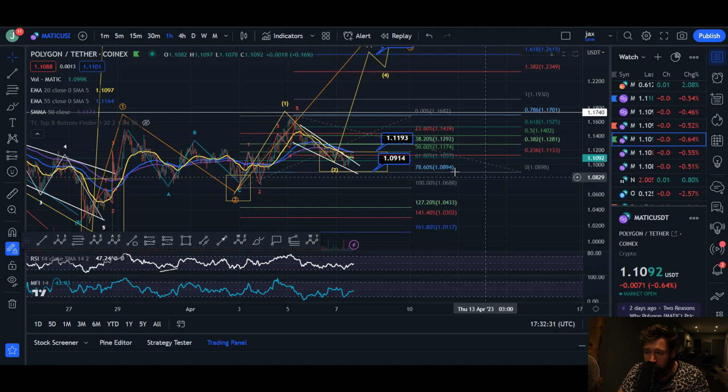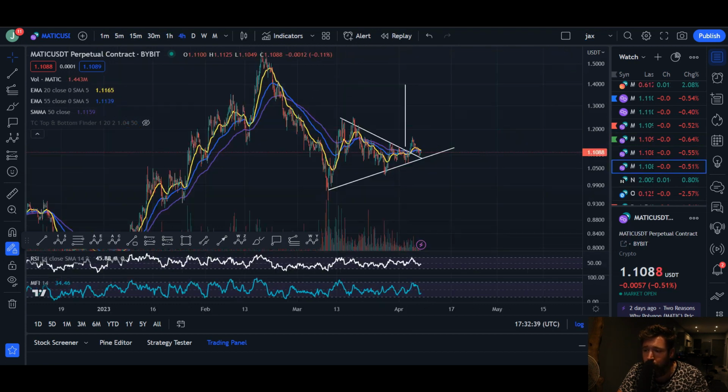If we break $1.09, then the key support to watch is this previous low at $1.07, because if that breaks, then it can no longer be a wave 2 pullback.